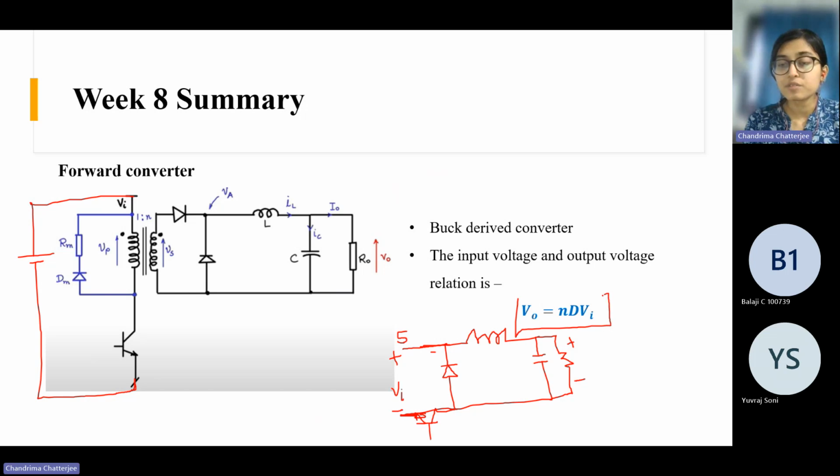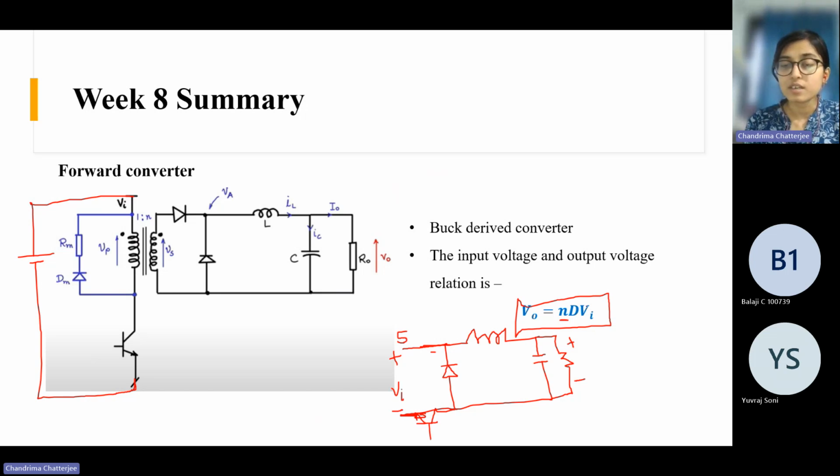This relationship you will get. If you remember, for the buck converter, the relationship was Vout equals D Vin. But here an additional term is there, which is N. This N is nothing but the transformer ratio, which is 1:N. As we have introduced this transformer here, that's why this N term has come.